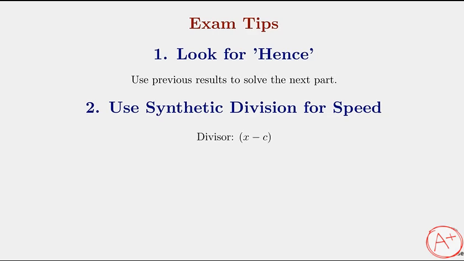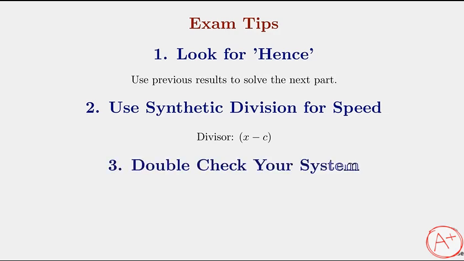When solving for unknowns a and b, quickly substitute your final answers back into both of your original equations. If they don't work, you've likely made a sign error in your simultaneous equation steps.